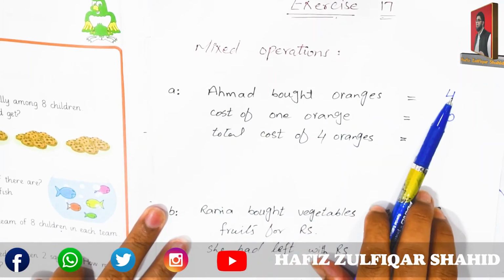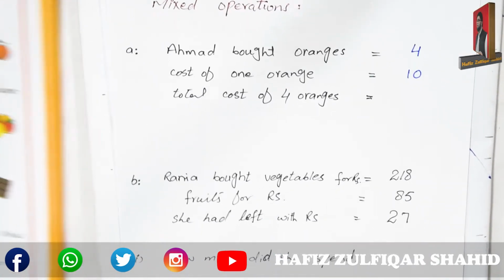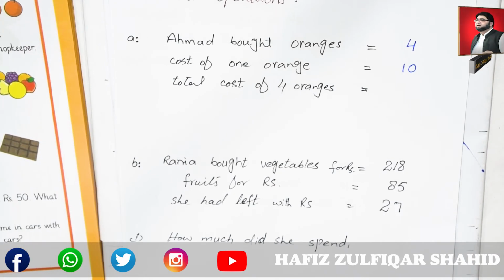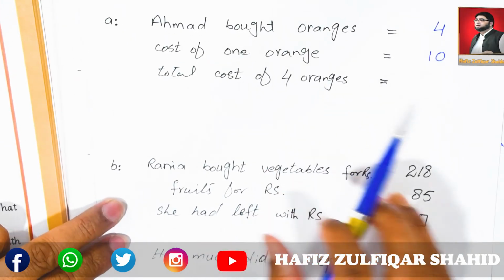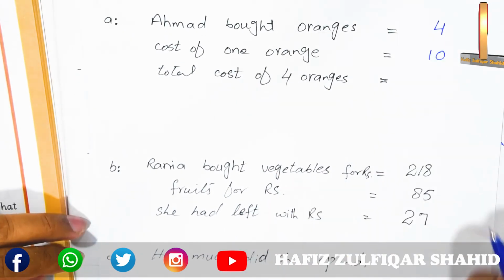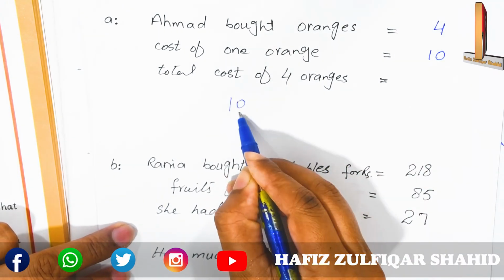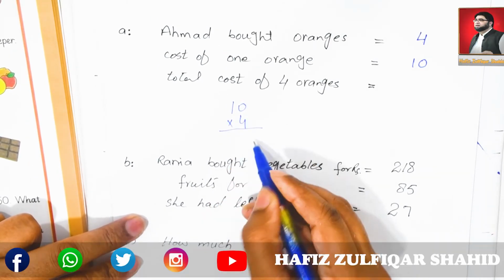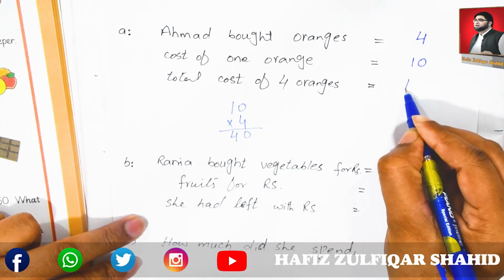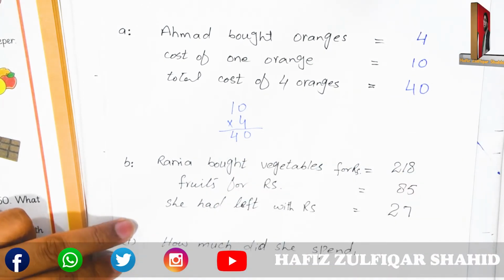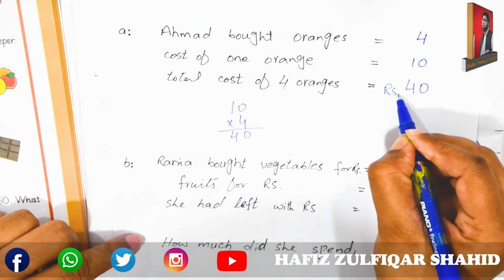Ahmed bought oranges equal to 4. Cost of one orange is 10. When we have to find more values or the greater number, we will multiply these numbers. Multiply 10 and 4. 4 times 0 is 0. 4 times 1 is 4. Answer is 40. Total cost of 4 oranges equals rupees 40.